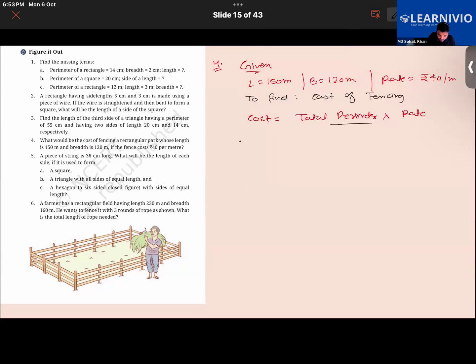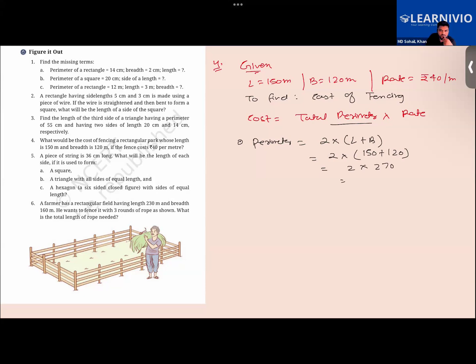So first of all, you calculate the perimeter. So perimeter will be how much? Quickly tell me. Don't hurry. 150 plus 120 will be 270. Then you multiply it with 2, and hence that is 540 meter. Very good. So perimeter you have got it.